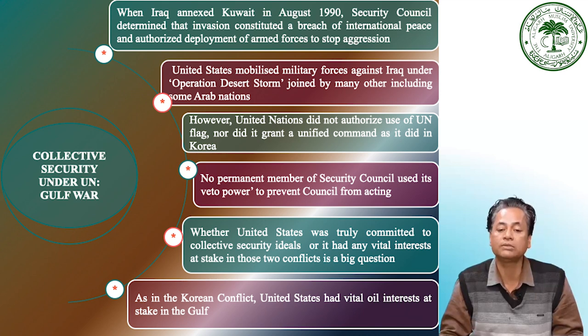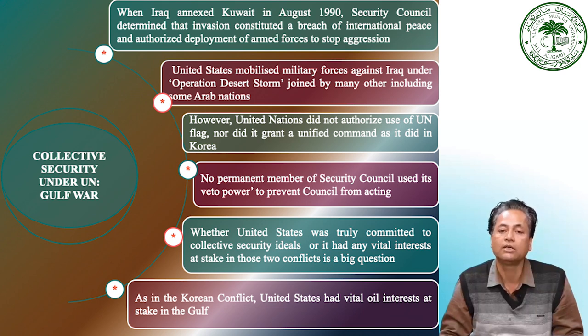But the most remarkable aspect of these actions was not just that the Soviet Union did not boycott the Security Council meeting, as it did in the Korean case, but that no permanent member of the Security Council used its veto power to prevent the Council from acting. So, there are two differences you can say between the Korean conflict and the Iraq annexation of Kuwait. Here you find that in the Korean conflict the Chinese were directly involved with North Korea, but in the case of Iraq, Iraq was alone, no other country supported Iraq in its war efforts, in its annexation of Kuwait.